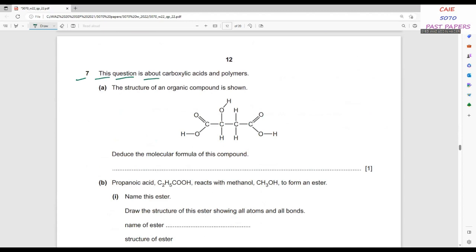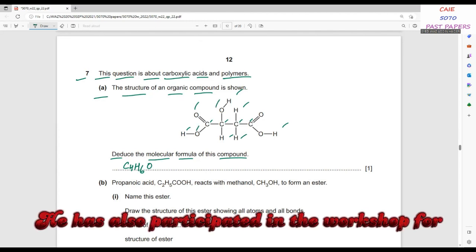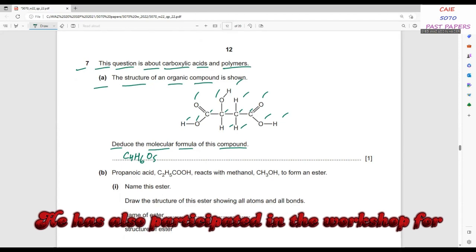This question is about carboxylic acids and polymers. A. The structure of an organic compound is shown. Deduce the molecular formula of this compound. So let's start counting with carbon. We have 1, 2, 3, 4. 4 carbon atoms. So you'll write 4 here. What about hydrogen? 1, 2, 3, 4, 5, 6. So H6. Oxygen: 1, 2, 3, 4, 5. So you have 5 oxygen here. So the final formula will be C4H6O5.